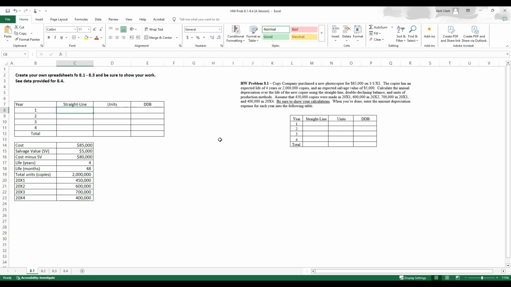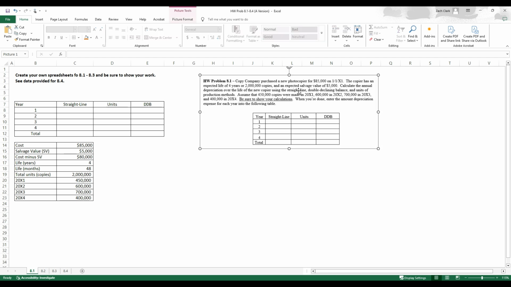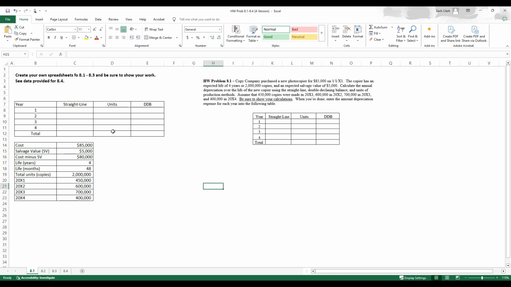And so really important, since we bought this on 1/1, we don't have to worry about monthly depreciation actually in this problem. So figuring out the months is kind of irrelevant, but a good practice, I think, to get in for these kind of problems anyway.